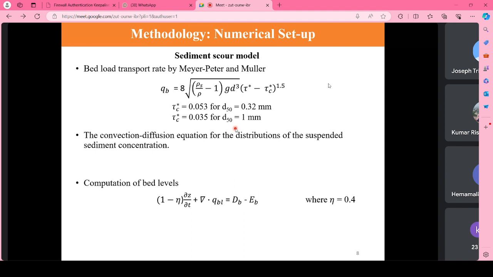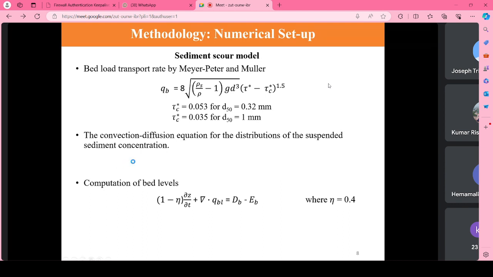And from D50, you can calculate tau C star from the Shields curve that gives the particle Reynolds number and Shields parameter relation, right? So from that you can choose the value of tau C star if you know the D50 value. This is how we will calculate the sediment bed load, and for the concentration of the suspended sediment particles, we will use the convection-diffusion equation.